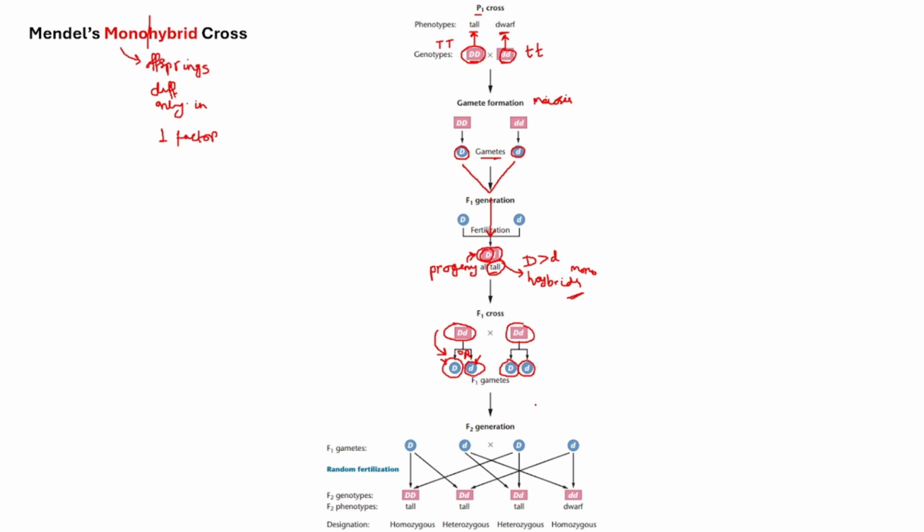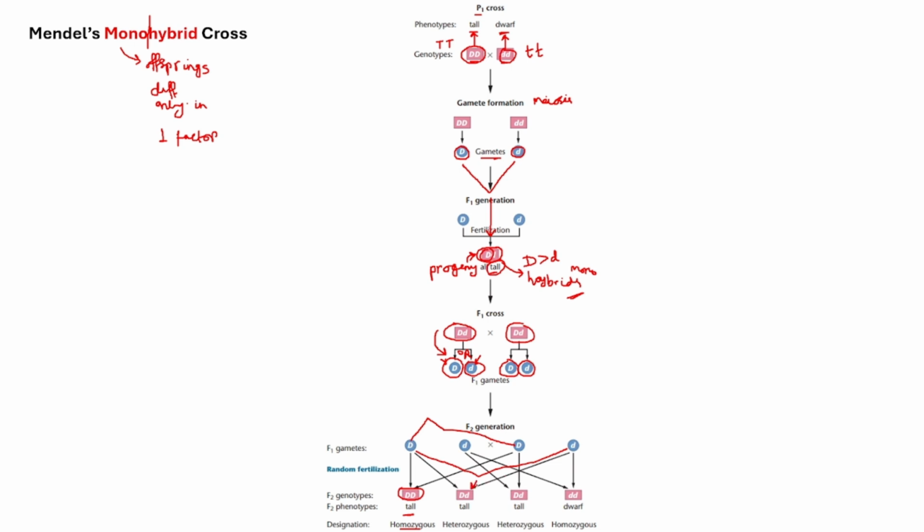So you have four different combinations of gametes that could be formed. In the F2 generation, this capital D can unite with this capital D. If capital D and capital D unite, you will get the genotype of the progeny as capital D capital D, and the phenotype will be tall, and it will be homozygous tall because both the alleles are the same. Now another possibility is that this capital D could unite with this small d. Then what will you get? You will get this one.